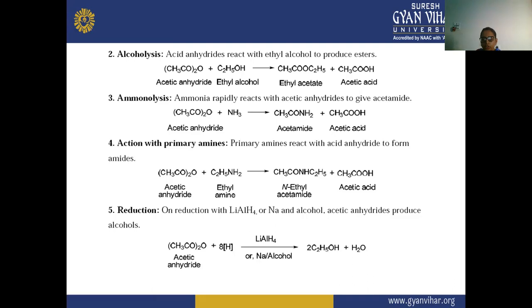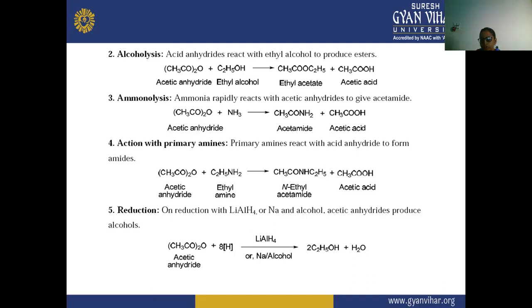Next is the reaction with primary amine. In this, a primary amine reacts with acid anhydride, and there is formation of an amide. Next is acetic anhydride plus ethyl amine. There is formation of N-ethyl acetamide, and acetic acid is formed here. Both of them are reacting, and there is formation of a secondary amide. So here this is N-ethyl acetamide plus acetic acid.